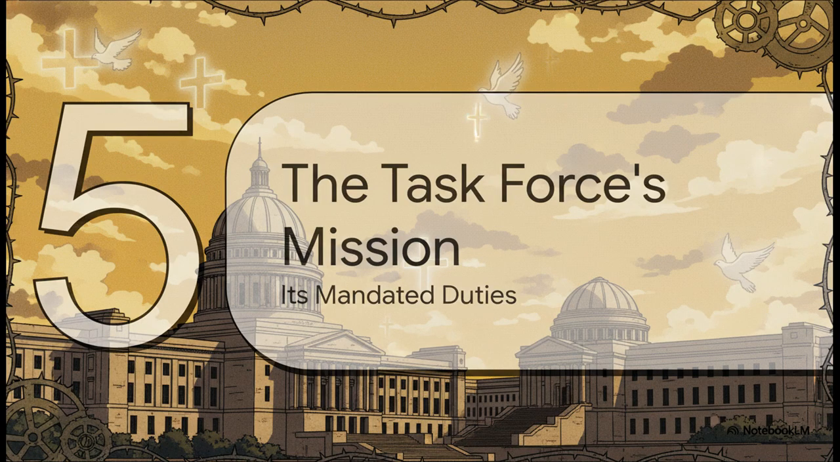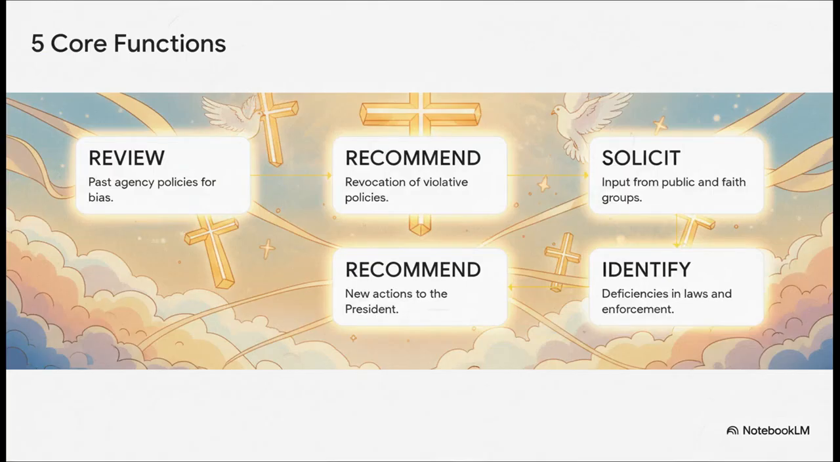Okay, so we know who's on it, but what is this high-powered group actually going to do? Well, the order gets very specific about its mission. Essentially, its mission has 5 core functions. Step 1, they're going to review past agency policies, comb through them looking for bias. Step 2, if they find something, they're supposed to recommend that it be revoked. Step 3, they're going to solicit input from the public and faith groups, so open the doors for feedback. Step 4, identify any deficiencies in existing laws and how they're enforced. And finally, step 5, they bundle it all up and recommend new actions directly to the president. It's really a full cycle. They investigate, they consult, and they recommend.